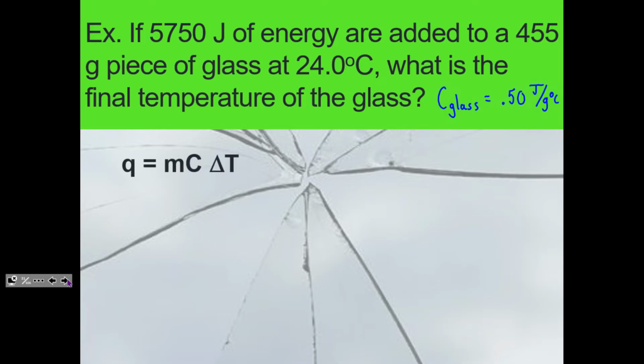I'm going to use Q equals mcΔT again. But this time, we're looking for the final temperature. So I'm probably just going to go ahead and solve for the delta T, and then we'll see what we have to do to get the actual final temperature, because we do have 24 degrees, but we need to know the final temperature. So this is not delta T. This is our T initial.